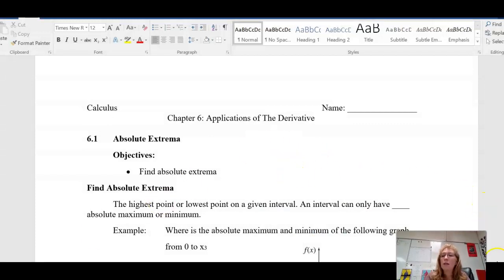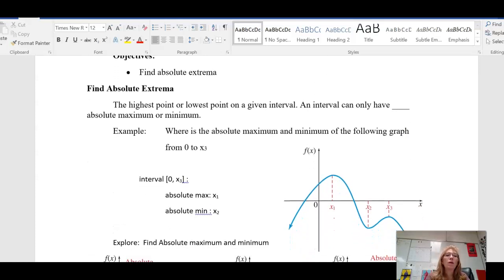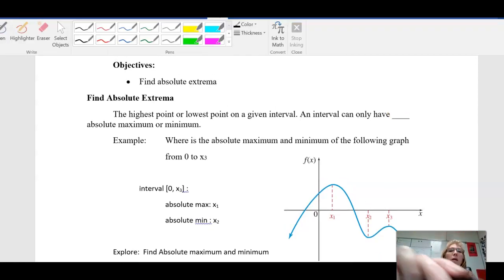All right, so today we're only finding absolute extremas. And we're going to do this over an interval. The highest point or the lowest point in an interval can only have one absolute extrema. It can have multiple relative extremas, but only one absolute max.